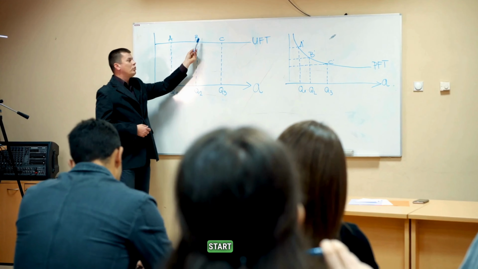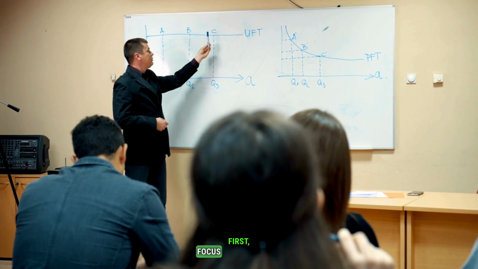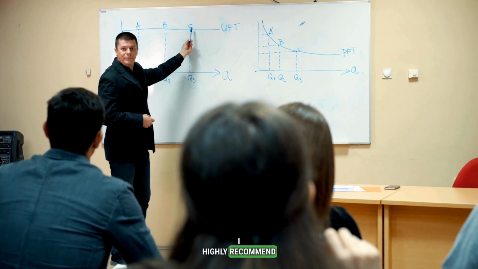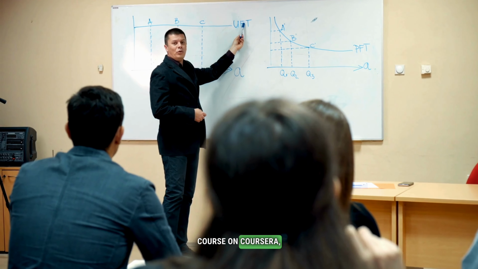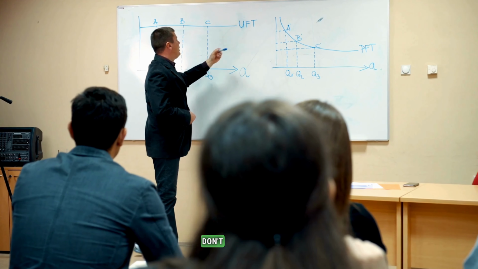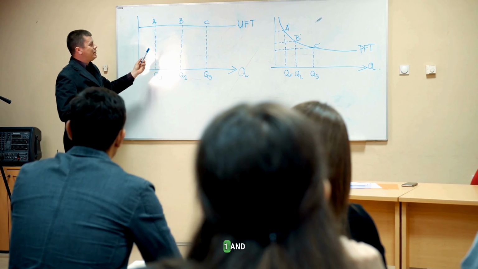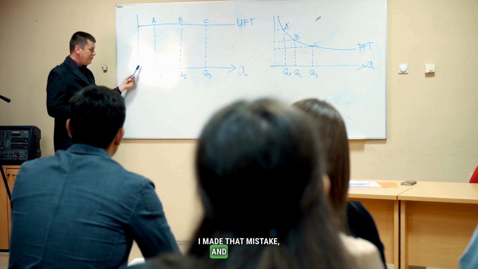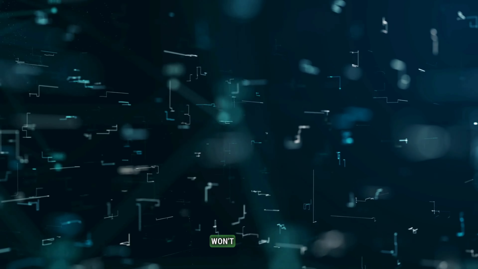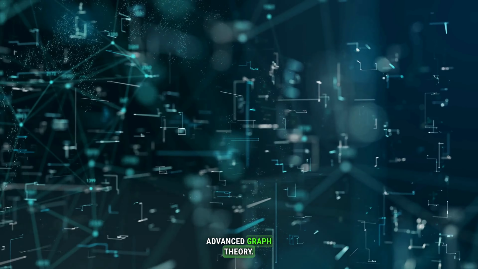Now, here's how to start learning DSA. First, focus on the theory. I highly recommend the Princeton University Algorithms course on Coursera, but be careful. Don't try to finish both Algorithms 1 and 2. I made that mistake, and trust me, the interviewer won't ask you to explain advanced graph theory.